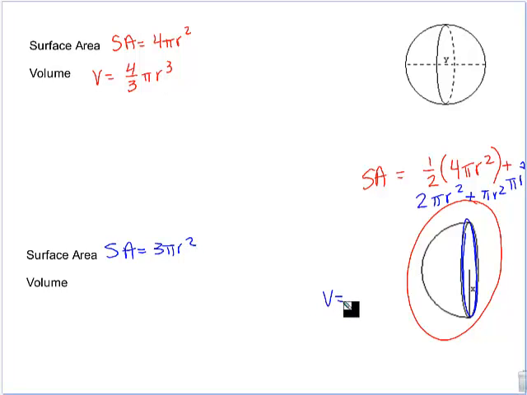The volume of a hemisphere should be half of the volume of the sphere. The volume of the sphere is 4/3 pi r cubed, so we want to take half of that. The 4 and the 2 simplify down to 1 and 2. So the volume of a hemisphere would be 2/3 pi r cubed. So those are all the formulas. Now we're going to use those formulas and apply them.